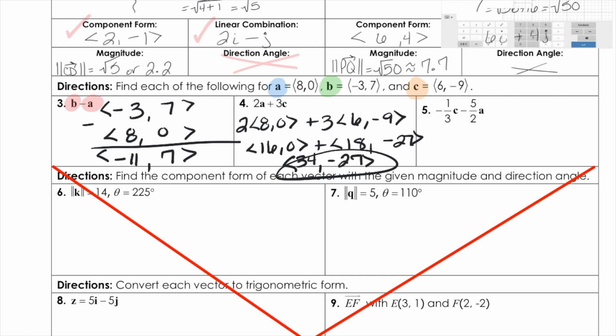You can even scale them with fractions, so you would treat the fractions the same way that we did with number 4. You would just go in and multiply each one of those components with -1/3 for vector c, and then -5/2 for vector a, and then put those two together.